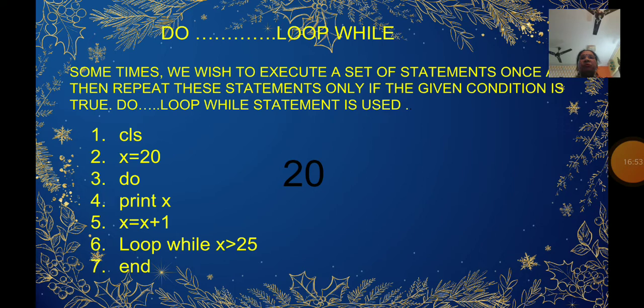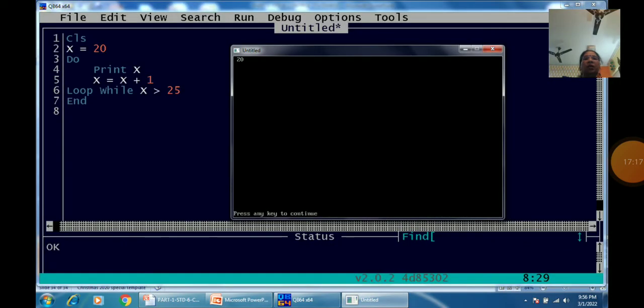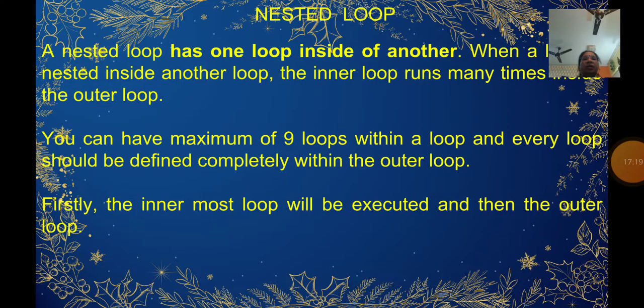The condition is false, that's why it is printing only one number, that is 20. If you want to repeat the number, you have to change the condition, that is x is less than 25. Yes, children. Okay, so now nested loop.